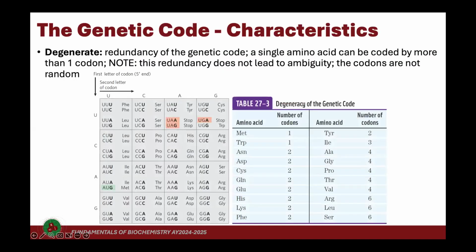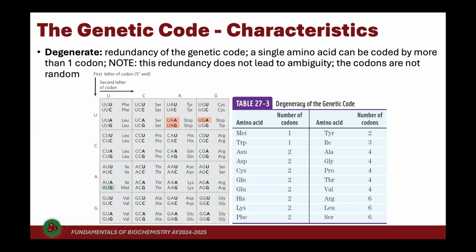Now, the characteristics of your genetic code. The first thing that we noticed, of course, is the redundancy. 61 of these codons are translated to an amino acid, right? And we only have 20 common amino acids. So we describe that phenomenon as being degenerate or redundant. You have codons that translate to the same amino acid, like phenylalanine has two codons, UUU and UUC.